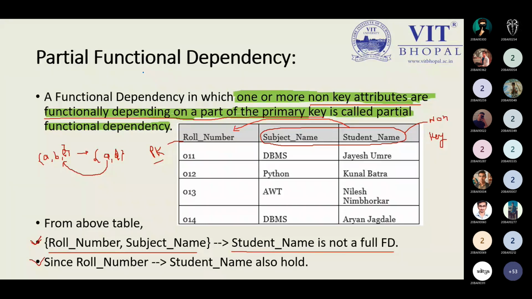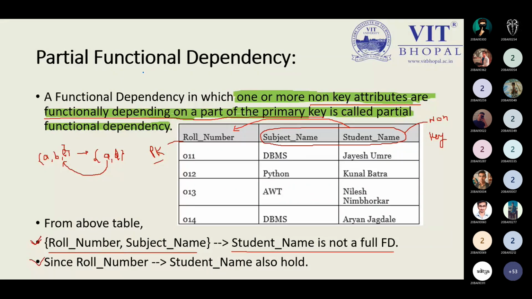So, one or more non-key attributes. Here you can say subject name and student name itself are the non-key attributes. Why? Because duplicate records are also possible. Look, DBMS is coming 2 times, so a duplicate record is possible. And there is not a single student whose name is Kunal Batra. There are 1,000 Kunal Batras taking the exam. But roll number is the unique identification by which we can easily identify which Kunal Batra is which.